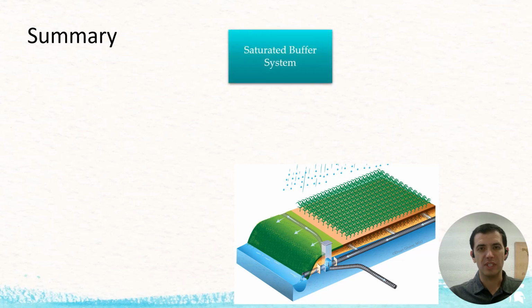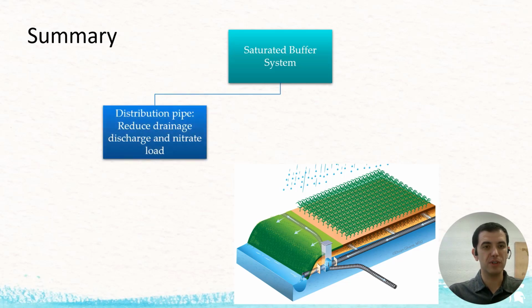In summary, a saturated buffer is a stacking of 3 different practices that provide additional benefits. The first one is a distribution pipe. So as water comes down to the edge of the field, water gets diverted into the distribution pipe. The benefit here is that we get reduced drainage discharge and also reduced nitrate load.